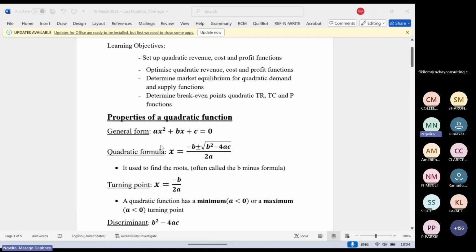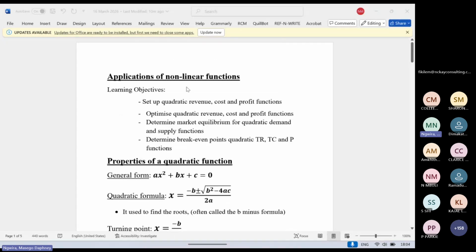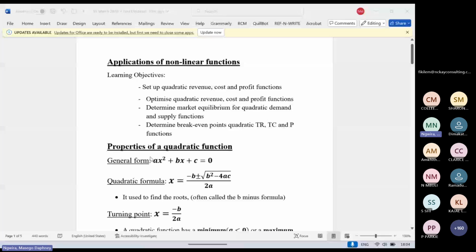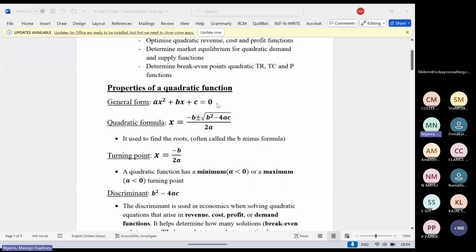So before we can start applying the nonlinear functions, we need to know the properties of a quadratic function. When you talk about nonlinear, it means that we're talking about functions that are not a straight line when you draw the graph on your Cartesian plane. That's why we are saying it's a nonlinear function. In this chapter, we'll be focusing on quadratic functions. I'm aware that we have exponential and hyperbolic, but we are only going to focus on quadratic functions.